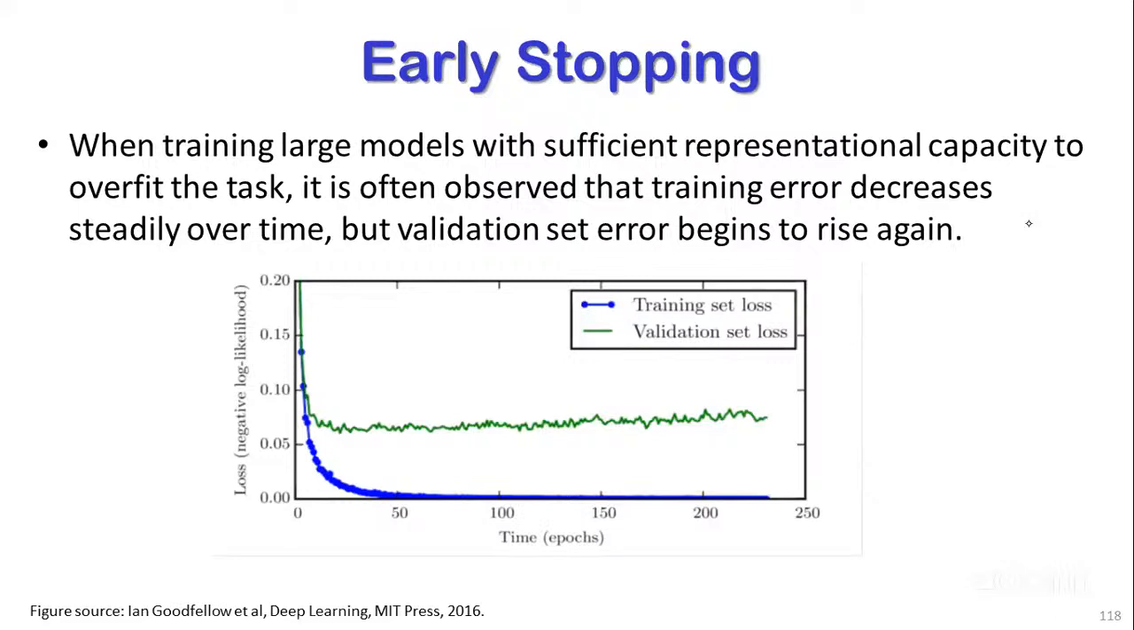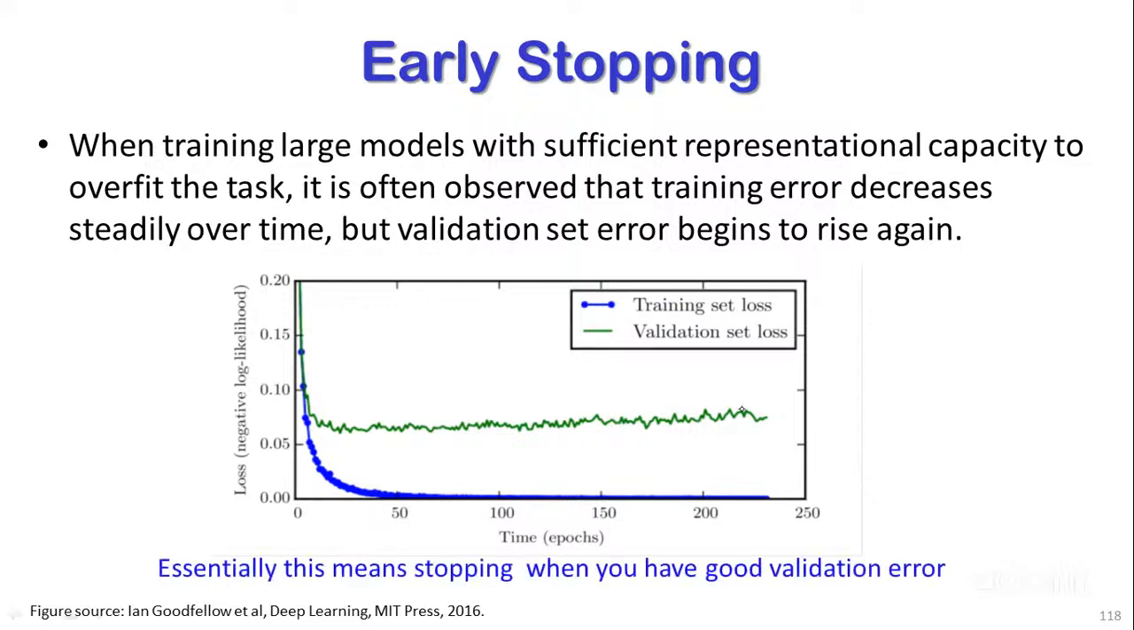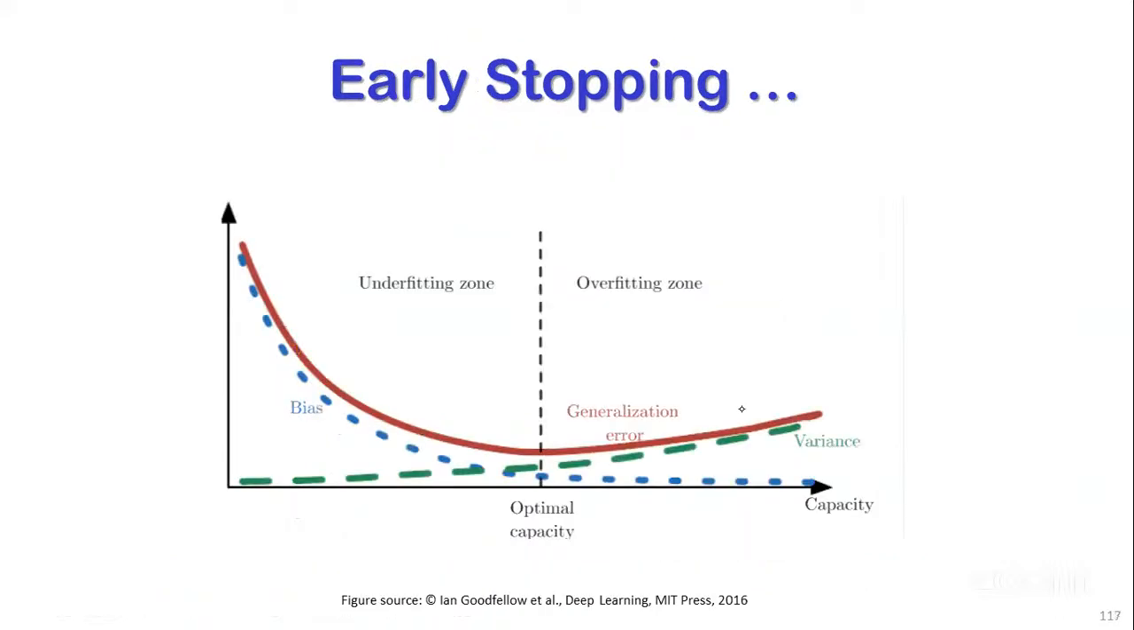So now, when you are going to train large models, there might be an issue of overfitting, right? Overfitting. Then it is observed that your training error decreases steadily over a period of time. You see now, this is your training error. But validation error starts increasing, right? That is what I was showing you in the previous slide. So before that, validation error starts increasing, right?